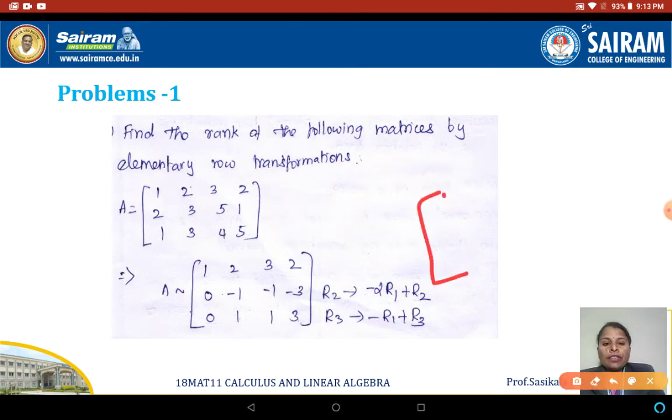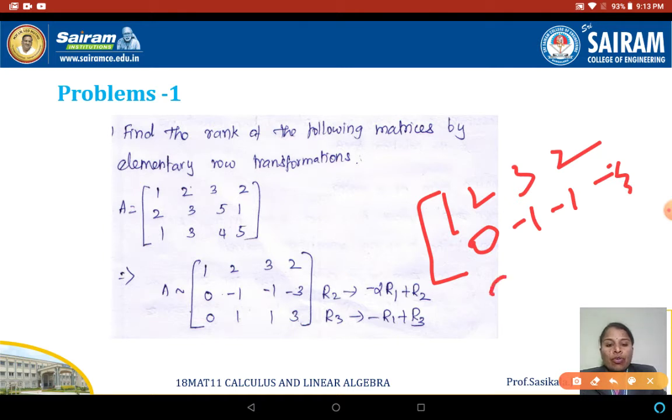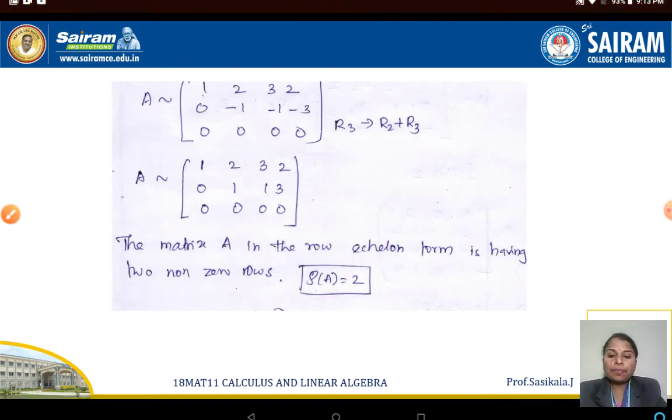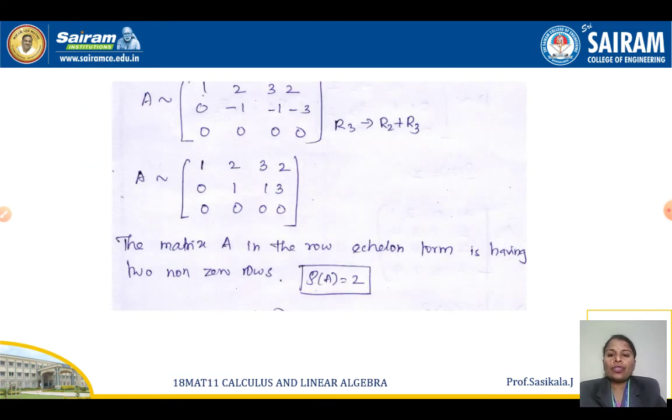How is it? It is 1, 2, 3, 2 will be there. 0, minus 1, minus 1, minus 3 will remain the same. And then the next row, what is that? 0 plus 0 will be 0. Minus 1 plus 1 will be 0. Minus 1 plus 1 will be 0. Minus 3 plus 3 will be 0. Completely every element in the third row went to 0. So now, see, we have reached it. Using the operation R3 implies R2 plus R3, I can get 0, 0, 0, 0.